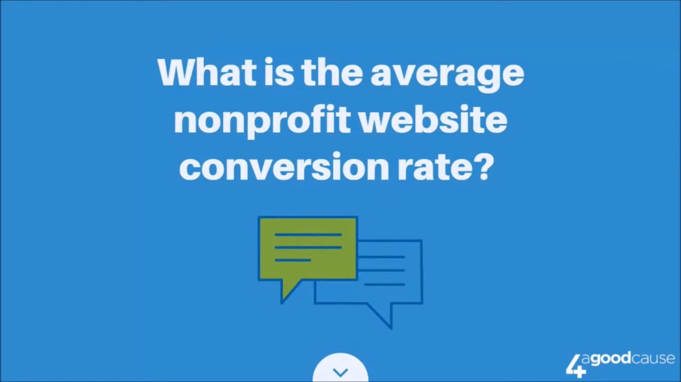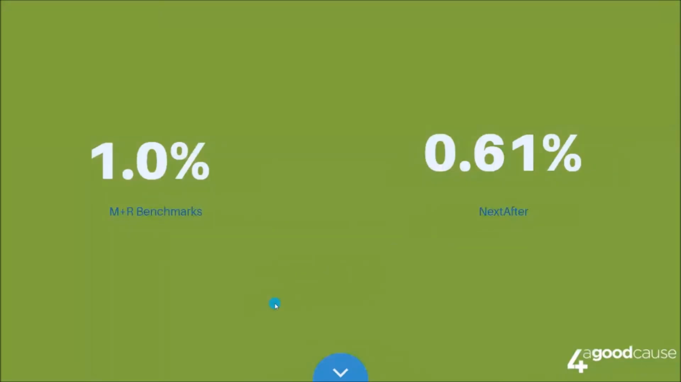I've got about 62% answered. Keep that going there. Most people are saying around 5%. Looks like 25% and 1% are in second place here. Let's reveal the answer. The average nonprofit website has a 1% or less conversion rate.